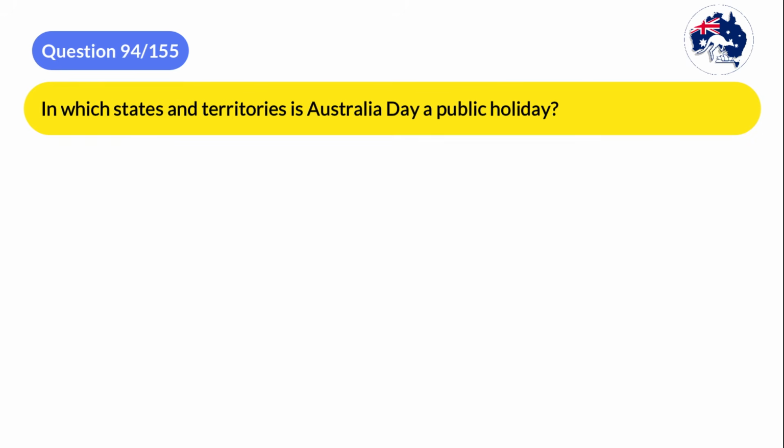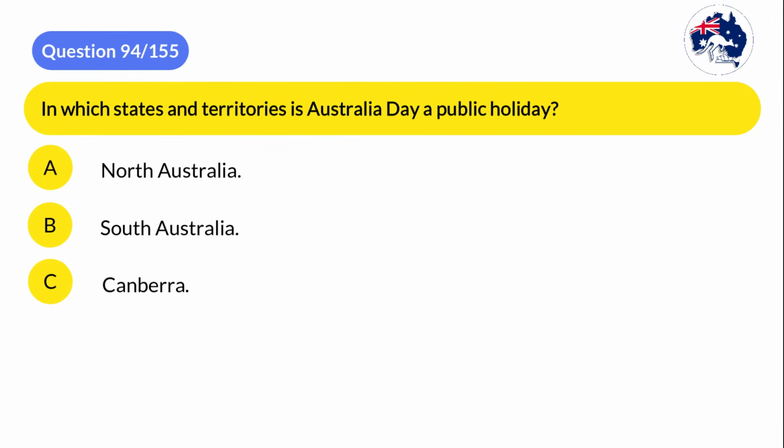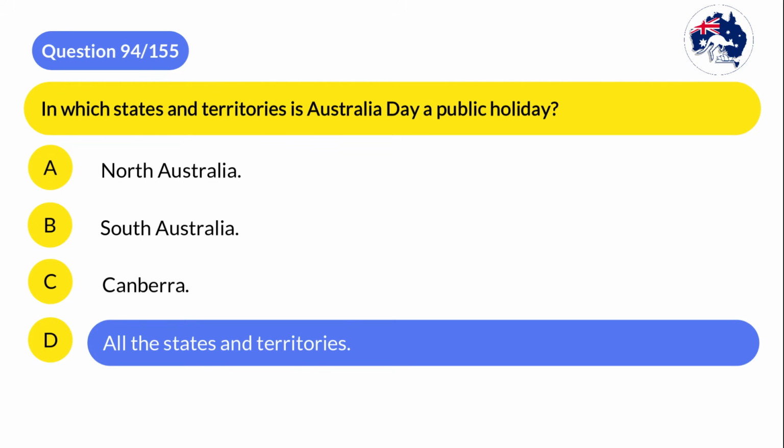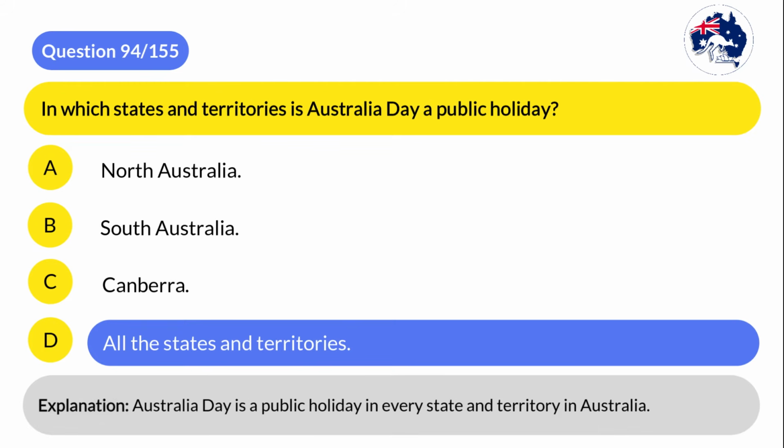Question 94. In which states and territories is Australia Day a public holiday? A. North Australia. B. South Australia. C. Canberra. D. All the states and territories. The correct answer is D. All the states and territories. Explanation: Australia Day is a public holiday in every state and territory in Australia.